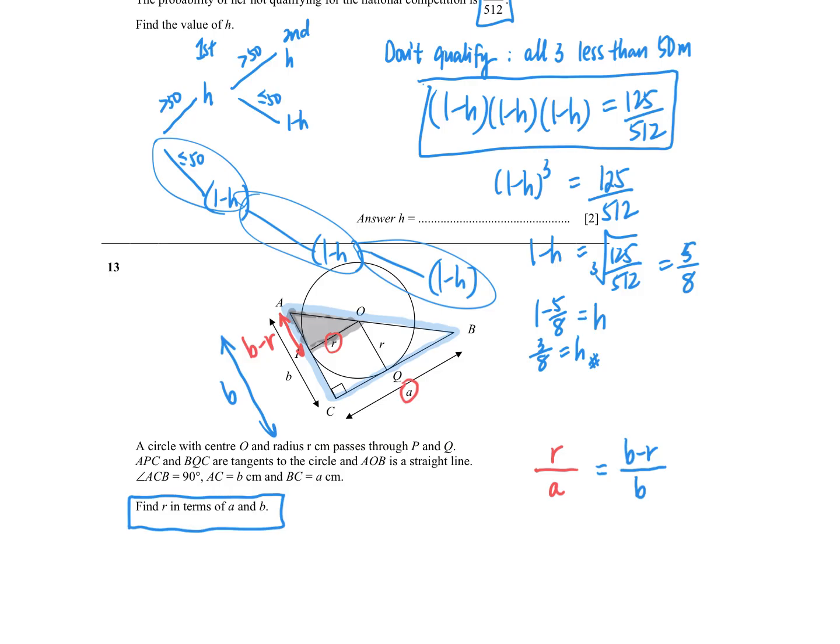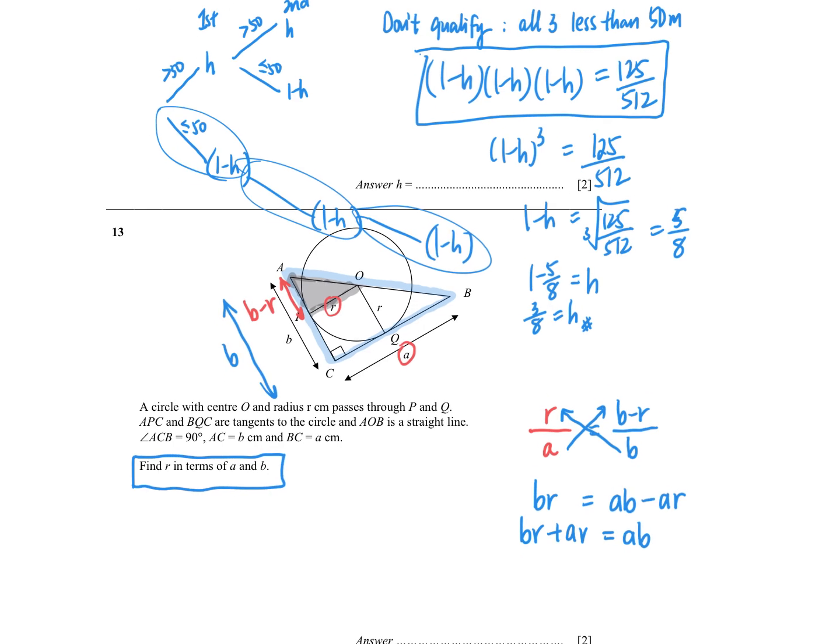So just use one pair of this ratio to prove. So we cross multiply first. So this is BR, AB minus AR. So group all the R's together. Take out R as a common factor. So R would be AB over A plus B. Done.